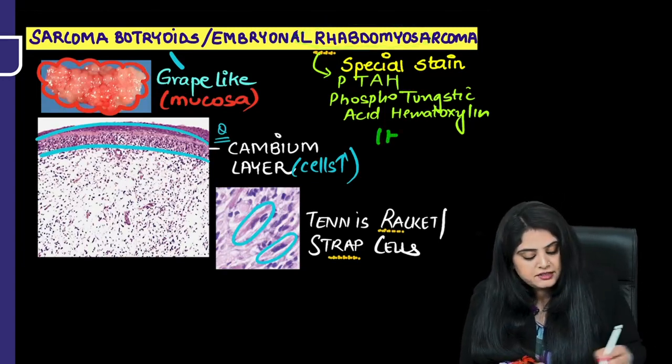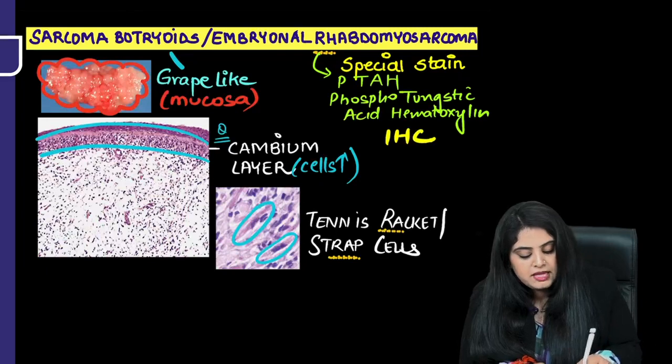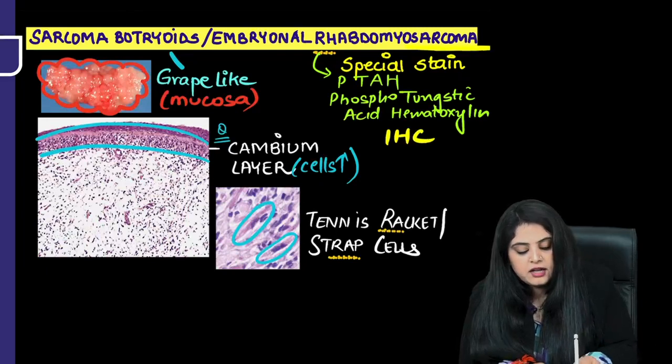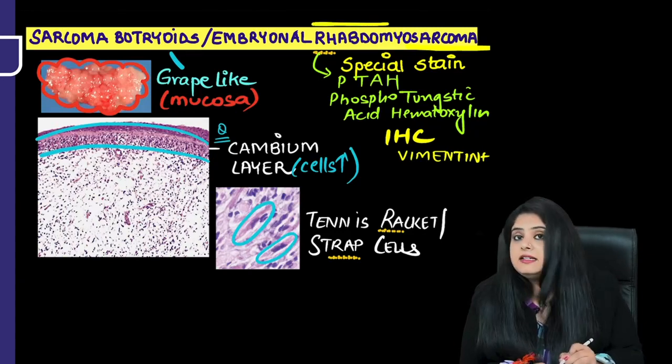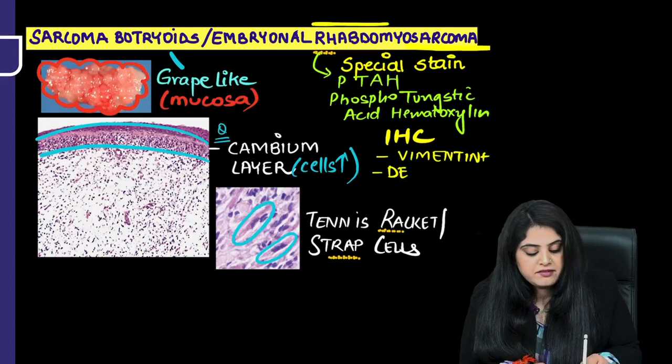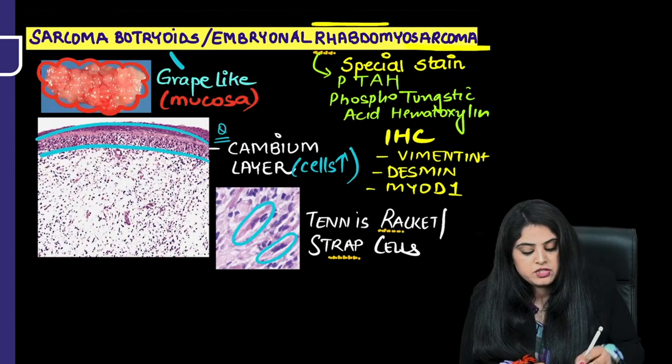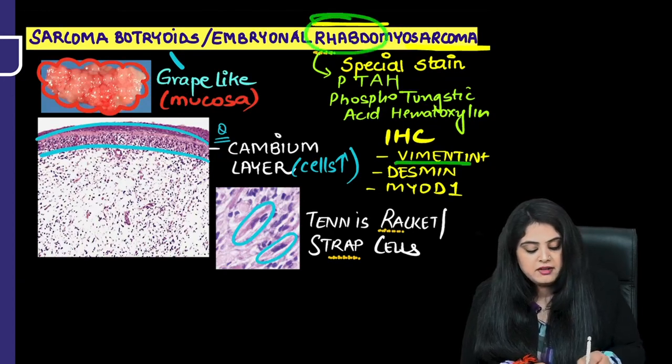Next, what is the IHC that you will be using? You will say, ma'am, you told us that every sarcoma will be vimentin positive. So let me add that. But this time it is not smooth muscle. This time it is skeletal muscle. So for skeletal muscle you have desmin and you have MyoD1. These are also previous year AIIMS questions. There is going to be desmin and MyoD1.